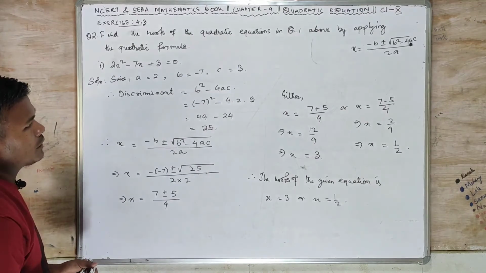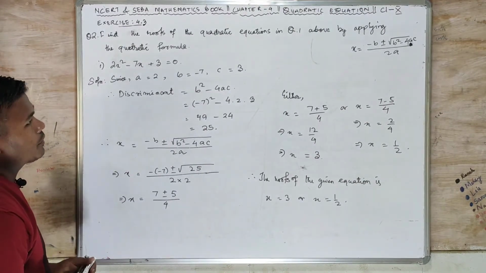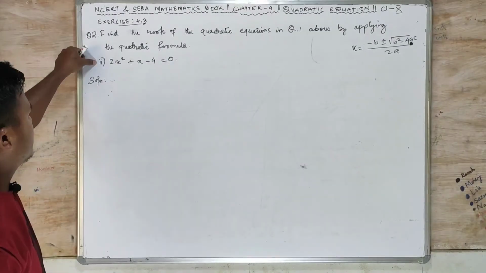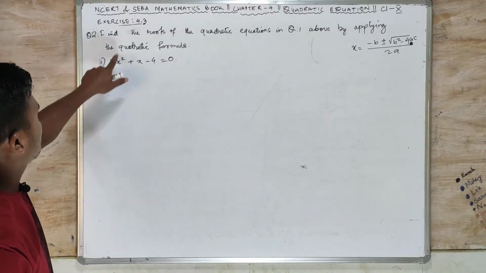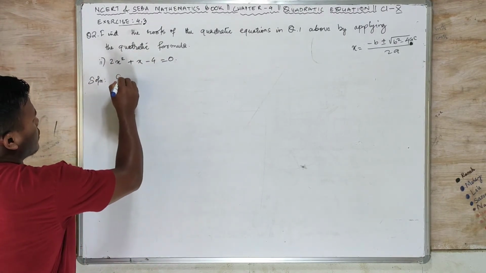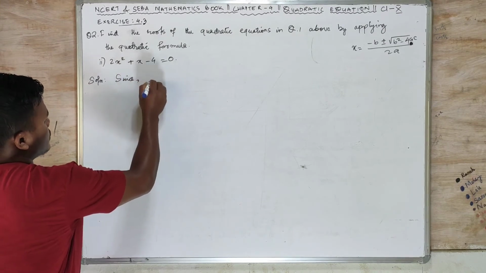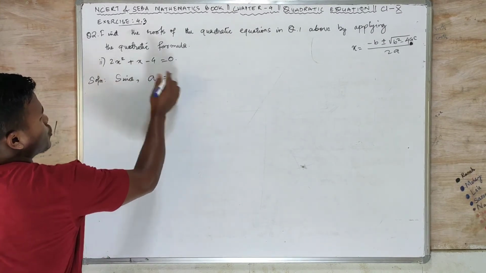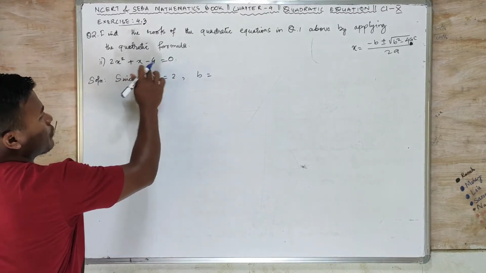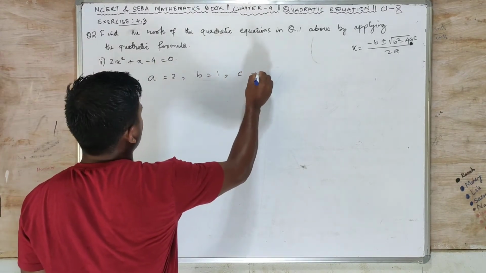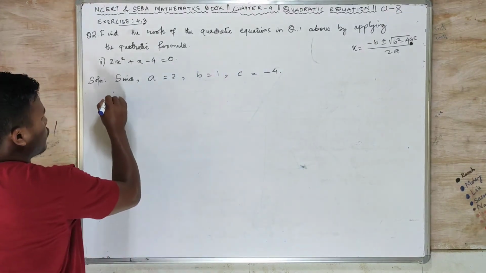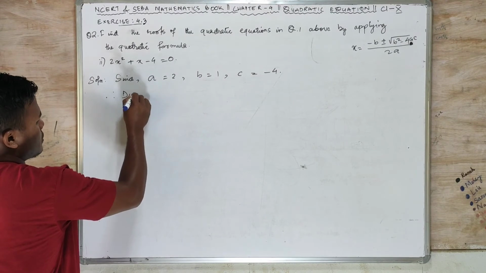I'll do one more number and then we'll skip this type of process, especially quadratic formula again. I'll go to Roman number 2 using a quadratic formula. Since, what's your first a value? A value is 2, and your b value is, what is the coefficient of x? 1, and your c value is, what is the constant term? Minus 4.